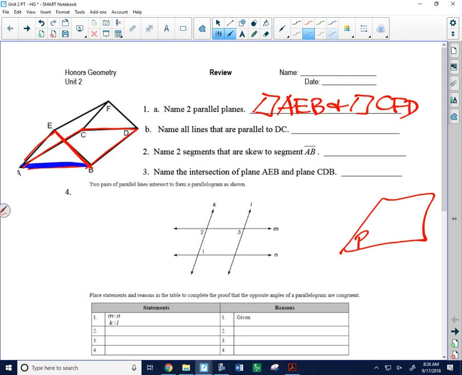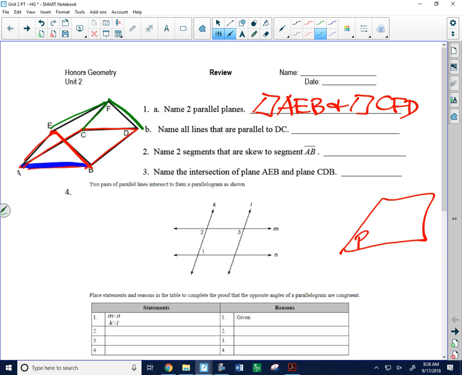Like BD is on the bottom plane, so that doesn't work. CD is on the bottom plane. AC is on the bottom plane. None of those work. EB and EA are on the front plane, so those don't work either. The other 3 segments work, so I'll put them in green. You could have put EF or CF or FD. Those are the only 3 options.